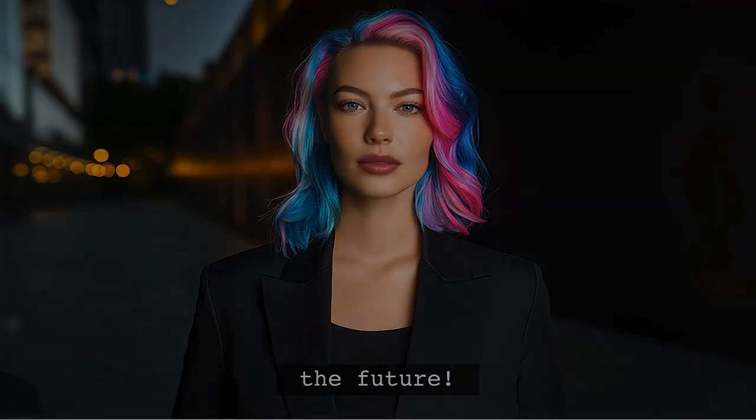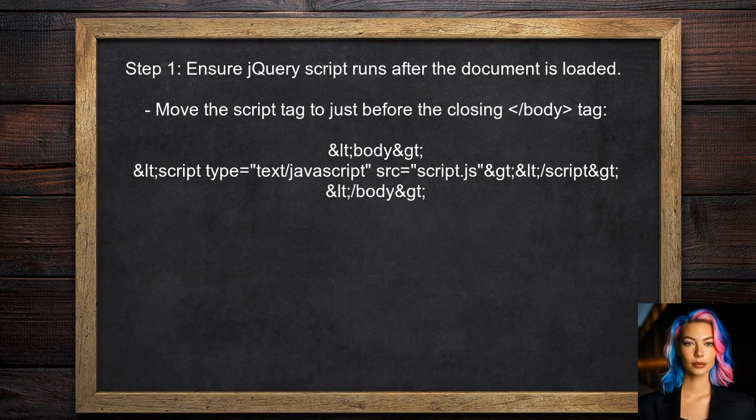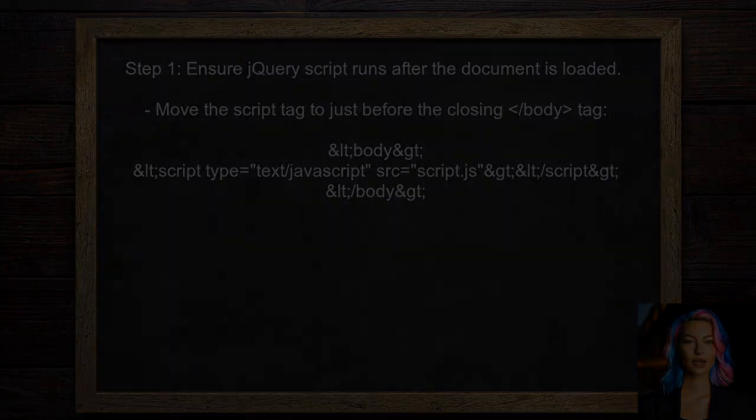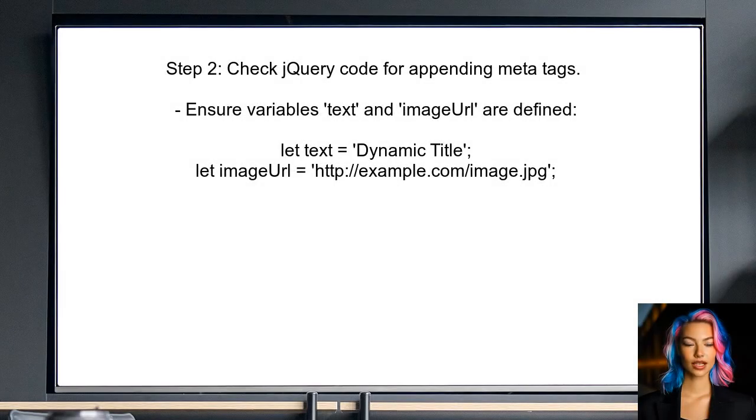To begin solving this issue, the user should ensure that their jQuery script is executed after the document is fully loaded. This can be done by placing the script tag just before the closing body tag. Next, the user should confirm that the jQuery code for appending the meta tags is correctly formatted. It's important to ensure that the variables used for the content are defined before they are used.